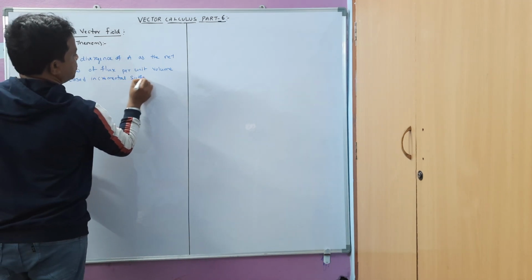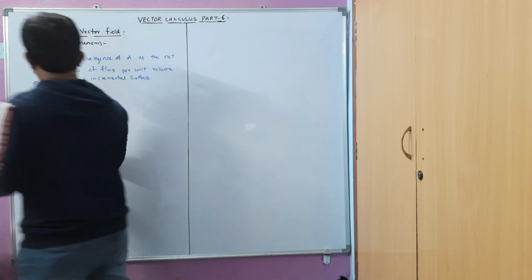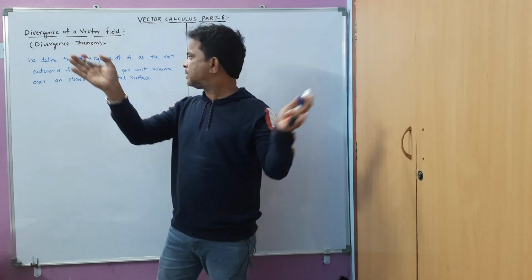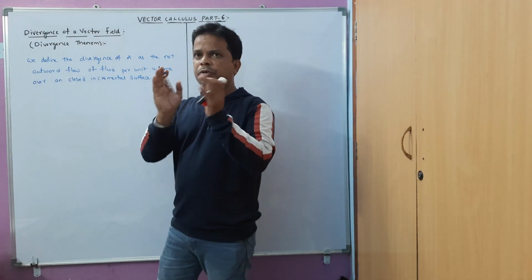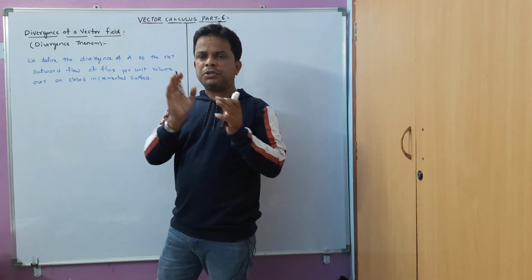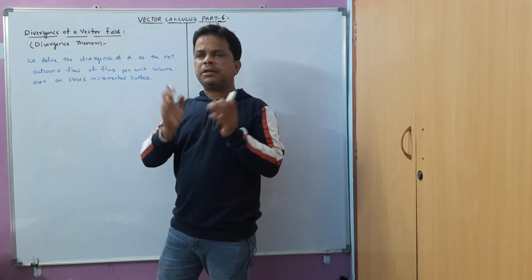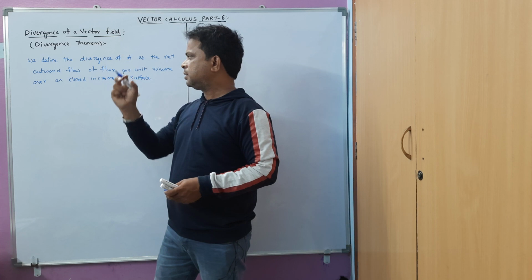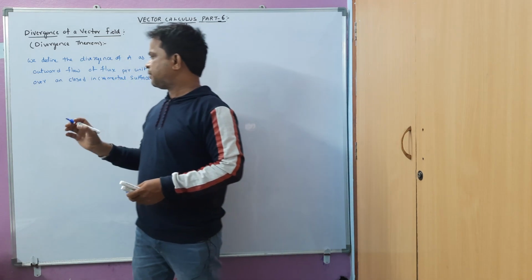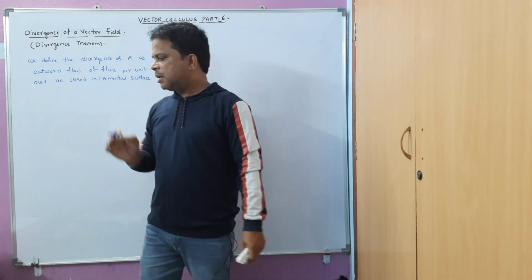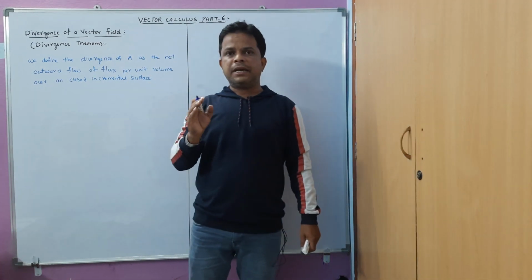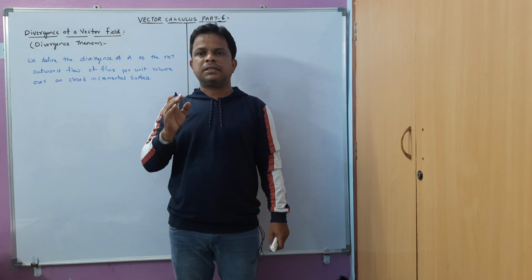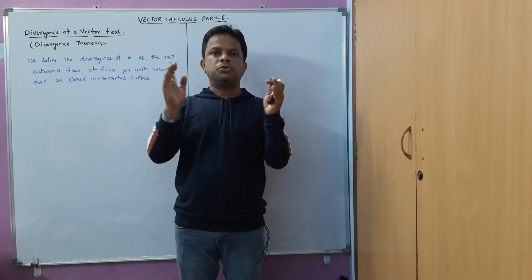This is a basic definition which we can give. We define the divergence of A as the net outward flow of flux per unit volume. Suppose you take a volume and divide it into a number of pieces; per unit volume, how much is the net outward flux over a closed incremental surface? Now, the divergence of A at a point P is defined as the net outward flow of flux as the volume shrinks to the point P.